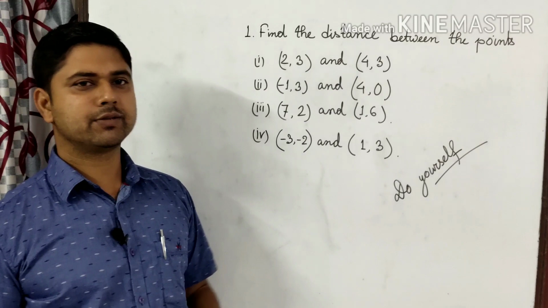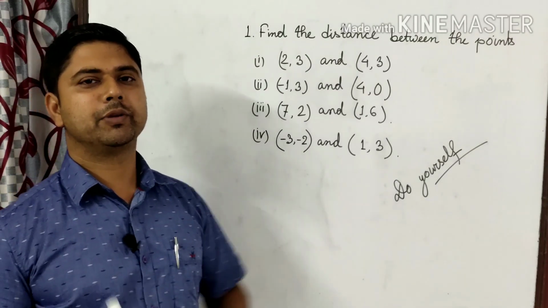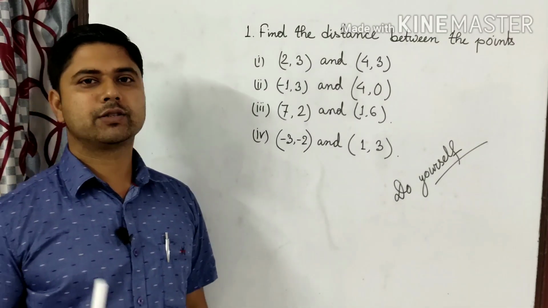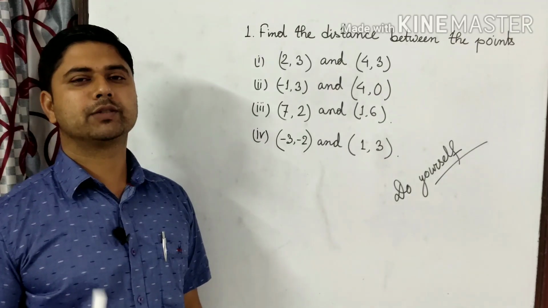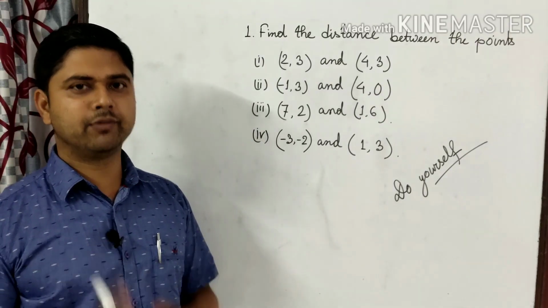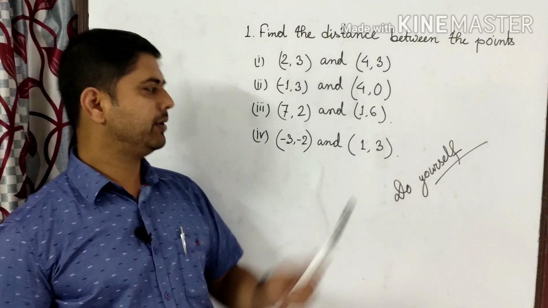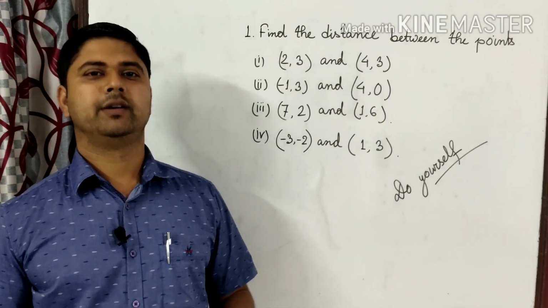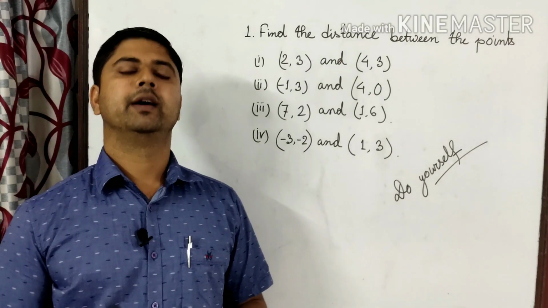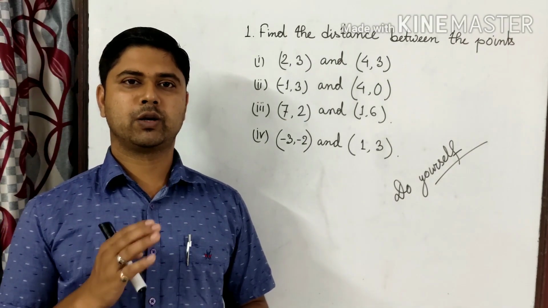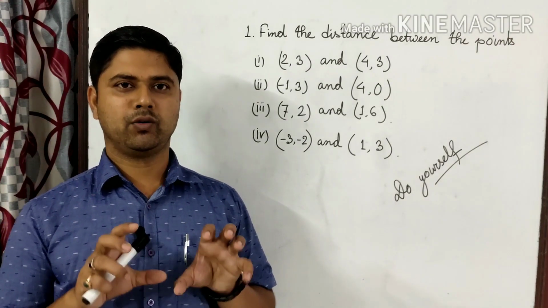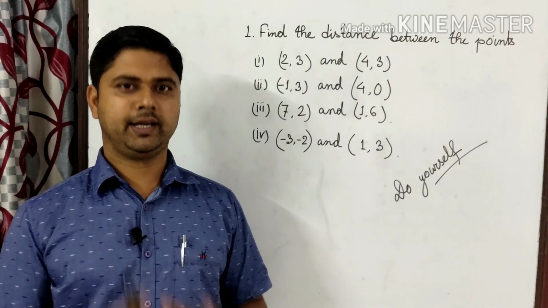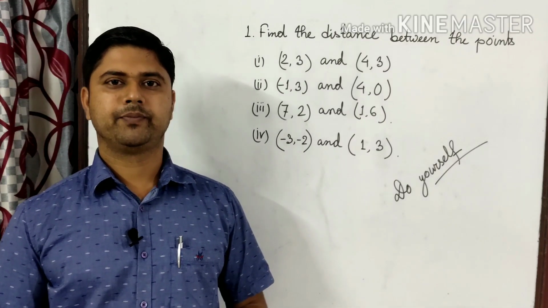To find the distance between two points, the formula is root over x2 minus x1 whole square plus y2 minus y1 whole square. With the help of this formula, you can find the distance between these two points. I hope you have understood the distance formula and the position of a coordinate in a quadrant or on an axis. Okay, thank you.